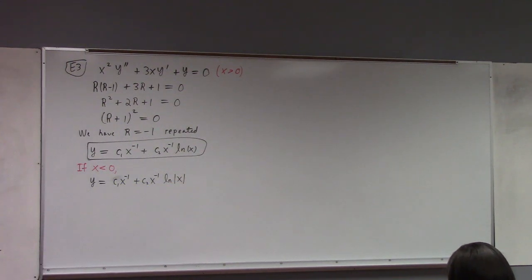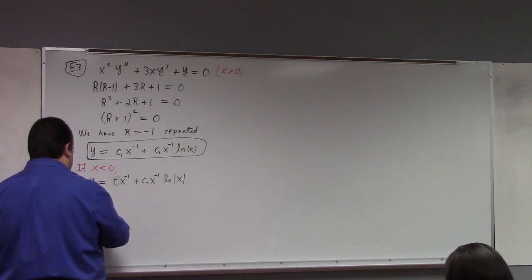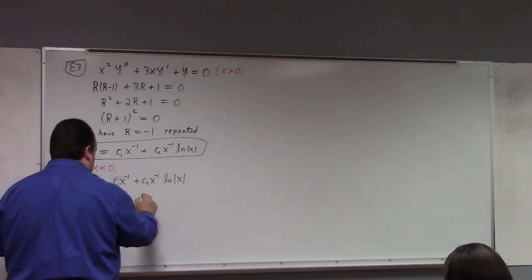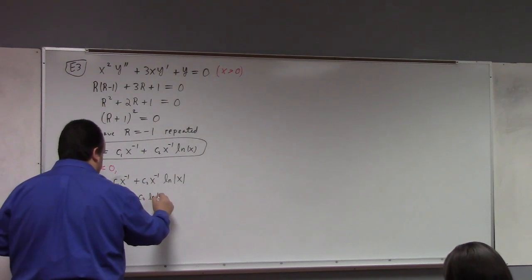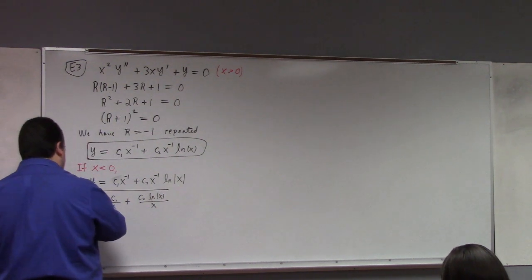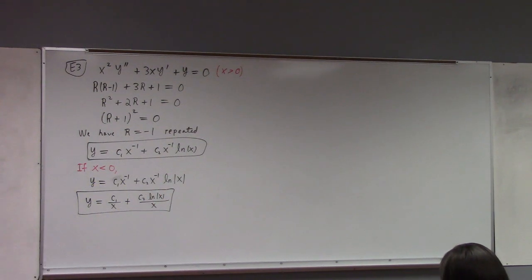Or if you like, you can put a minus x there, because if x is less than 0, the absolute value of x is minus x. This would be the solution. Now, of course, you could rewrite both of these like this, right? c1 over x plus c2 natural log of the absolute value of x over x. Maybe that's the right way to write the general solution if I don't tell you x is positive or negative.